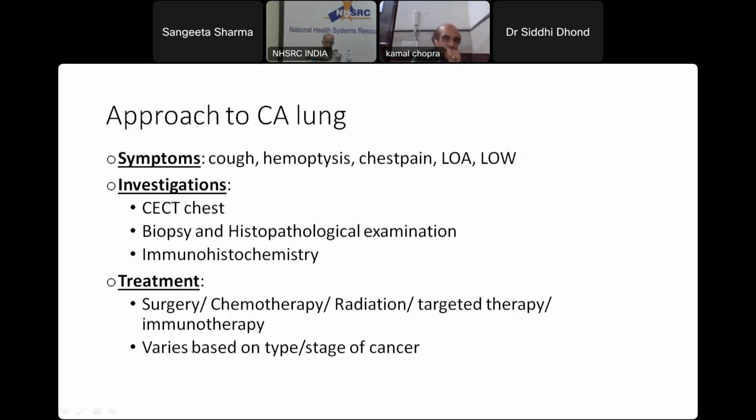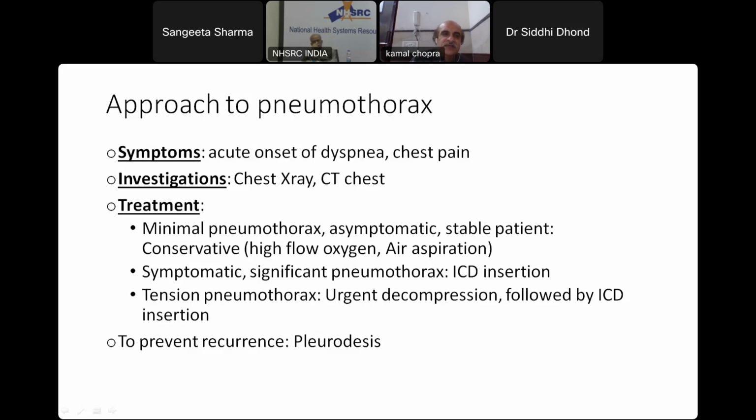Treatment will depend on the stage of the disease and presentation. There could be surgery, chemotherapy, radiation, immunotherapy, used singly or in combination based on stage of the disease. Pneumothorax occurs whenever there is an acute onset of dyspnea with chest pain. We should suspect pneumothorax. X-ray clinches the diagnosis. If there is a minimal pneumothorax, it can be absorbed easily. Patient just needs rest. If there is a tension pneumothorax, urgent decompression is needed by putting in an intercostal tube.